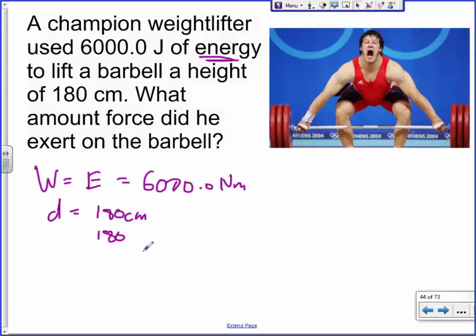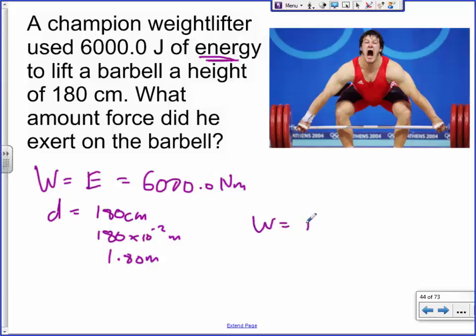10 to the minus 2, yeah. So what you could do is take this centimeters and make it times 10 to the minus 2 meters if you want. That's a nice shortcut way to change it. Long story short, it's 1.80 meters. As long as you can handle that, right? You're dividing by 100.